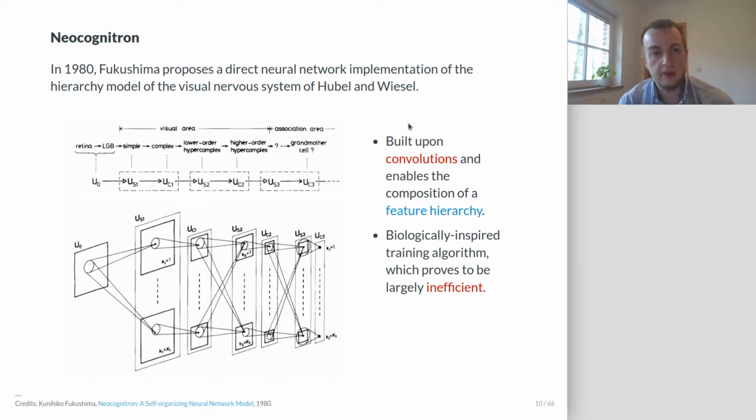So of course, this research on the visual system inspired quite a few researchers from the machine learning community. And so in the 1980s, Fukushima proposed the Neocognitron architecture, which is basically a direct neural network implementation of the hierarchical model of the visual nervous system of these two guys, Hubel and Wiesel. And so on the top, what you see is actually the biological model, which was proposed by Hubel and Wiesel, and at the bottom would be the software equivalent, which was proposed by Fukushima.